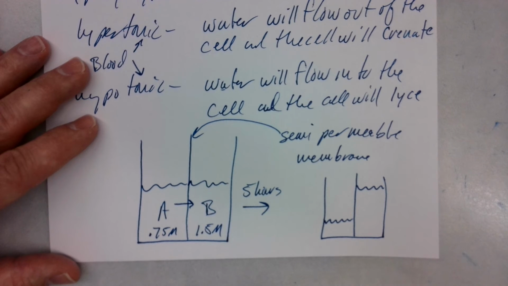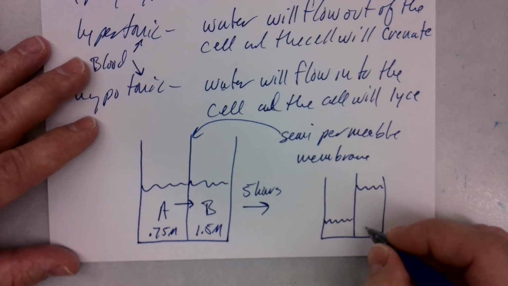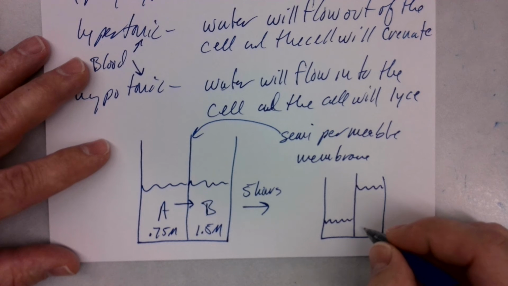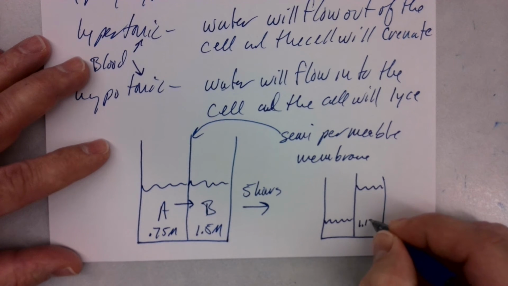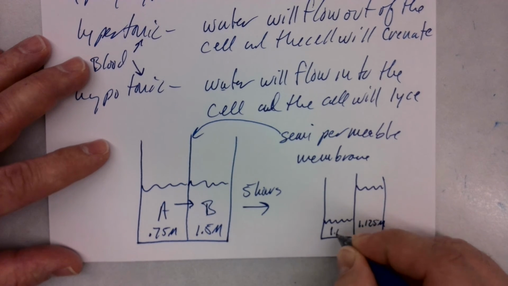Yeah, I'm going to divide by 2. I'm guessing 0.925 or something. Somebody add them together and divide them by 2. Oh yeah, 1 point something. 1.125? Is that what it would be? I don't know. Is that right? 1.125 molar and 1.125 molar.